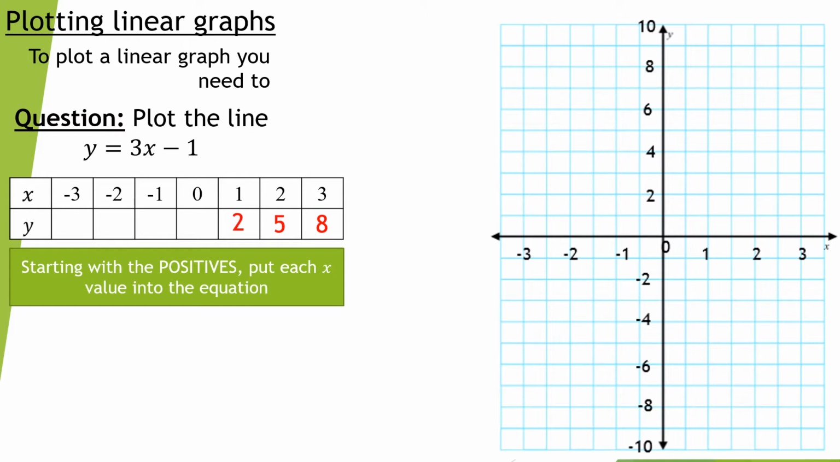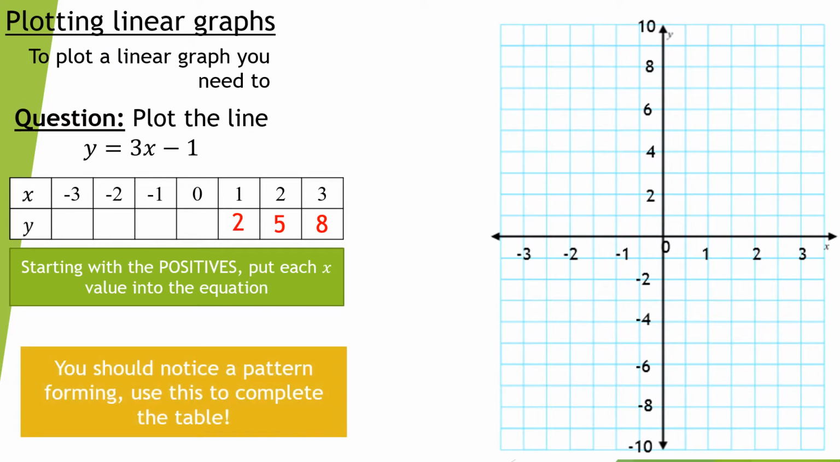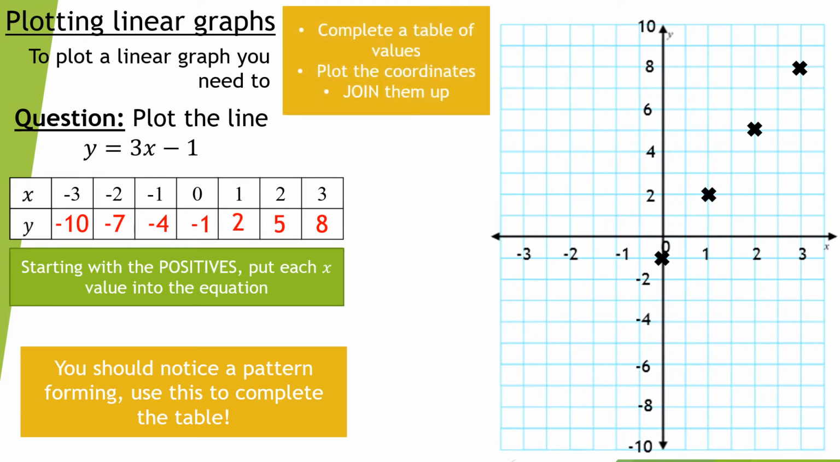And again, you should be able to notice what pattern is forming here. You probably see that each time we're moving along one, we're going down 3. So you can either do 3 times 0, which is 0, take away 1 is minus 1, or you can use your pattern. So I'm going to continue to take away 3 each time, use my pattern because it's quicker. Now you need to plot your coordinates, so plot them as so.